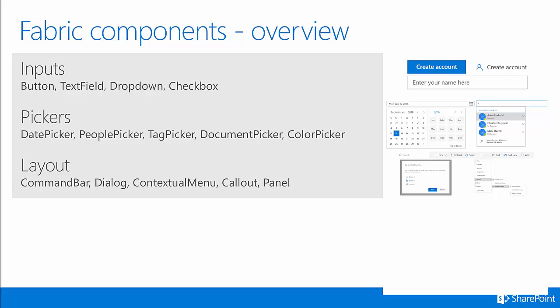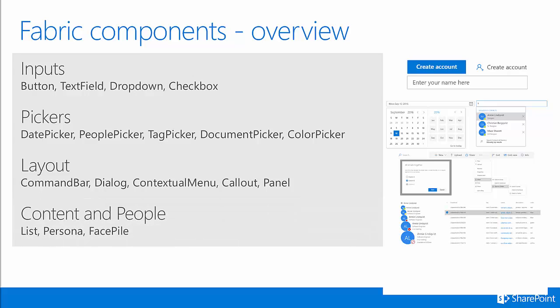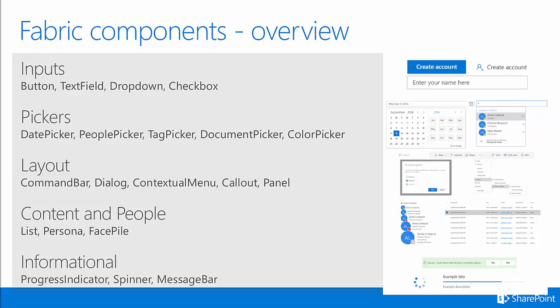You have different layouts you can use, such as command bars, dialogs, contextual menus, callouts, and panels. You also have controls that you can use for content and people, such as lists, personas, and face piles. Finally, you have informational components, such as a progress indicator, a spinner, and a message bar.